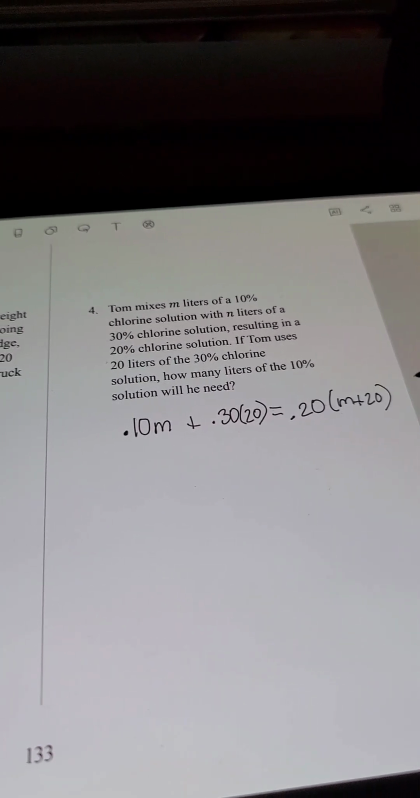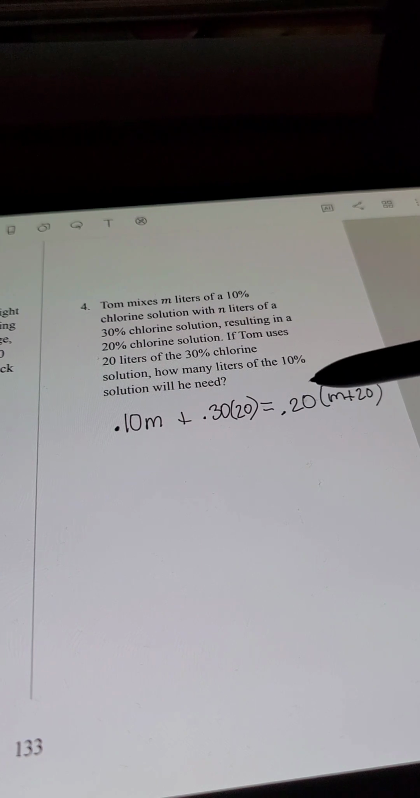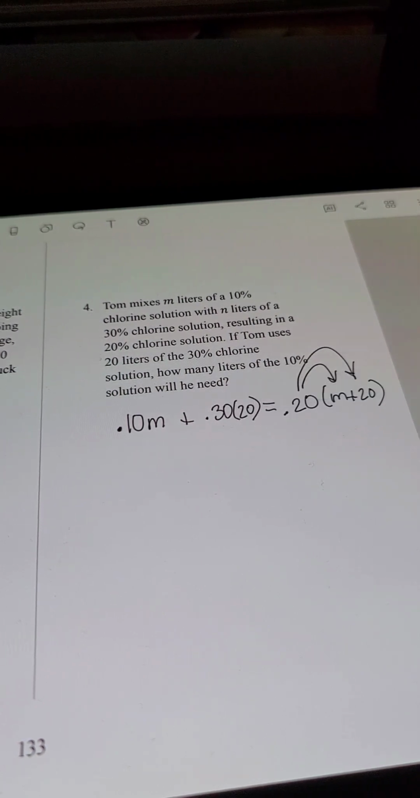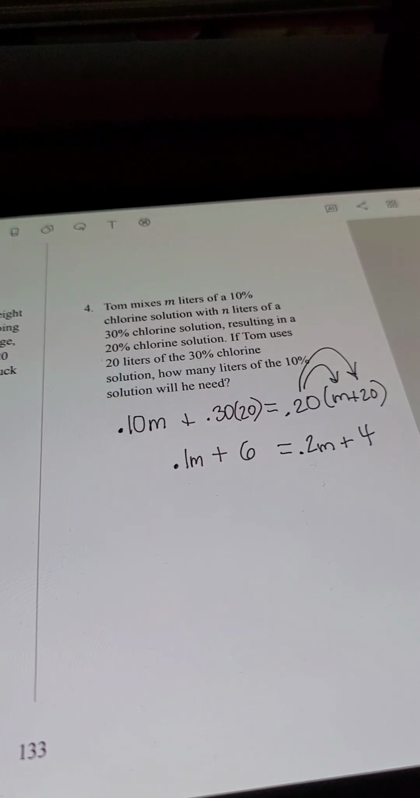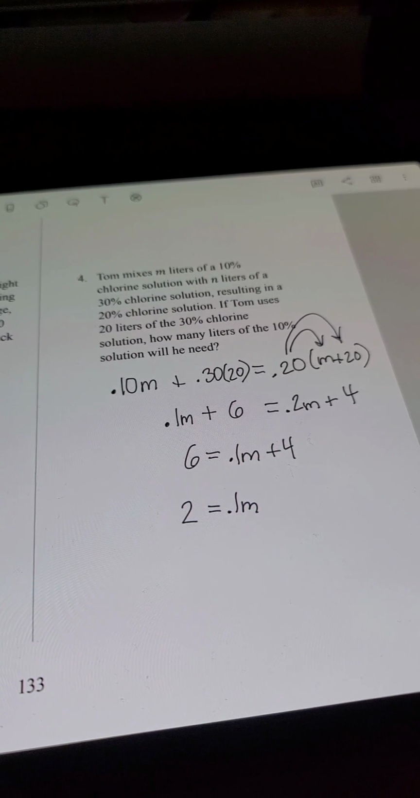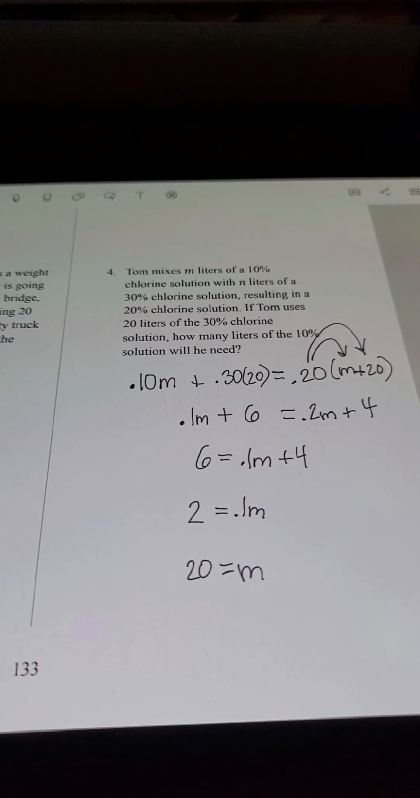So let's distribute this 0.20 to each of these terms and then multiply 0.3 times 20. And this is what you get when you do that. Now I'm going to subtract 0.1 m from each side. And now I'm going to subtract 4 from each side. And then I'm going to divide by 0.1 to get m by itself. And that gives me that m equals 20, so 20 is your answer.